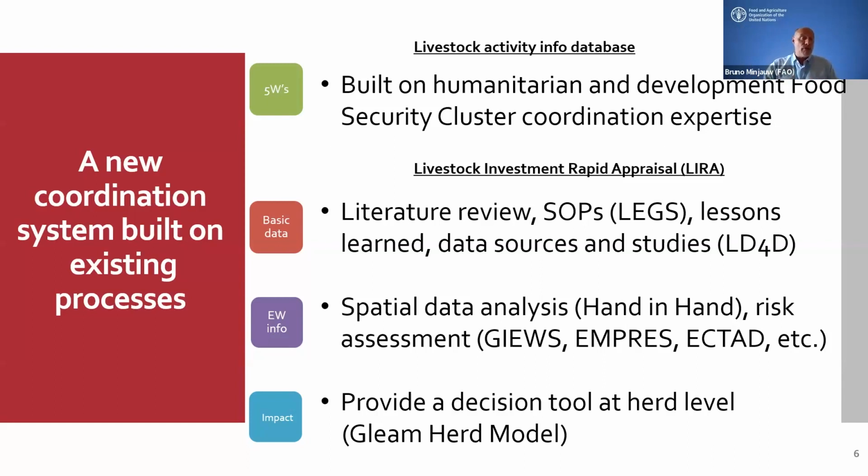In terms of early warning information, there are many on the shelves, and in FAO, you may be able to get to the Hand-in-Hand Initiative, but I'm also sure you are aware of all the other big programs like JUICE, EMPRES, ECTAD, or GLEAM, where you have all those spatial analyses done. Very interesting, but very difficult to access when you are in the field. Taking all that, we want to have one tool that will work at a herd level, because what we want is for the people that are living off livestock to be able to create an ex-ante analysis, and that's what we call the LIRA. So, what does it look like?